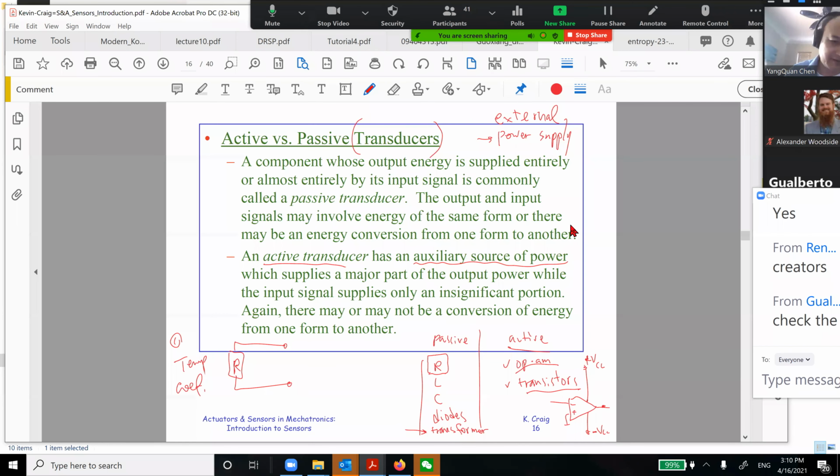Active and passive, you should be able to tell. If there is an external power supply, then it's active. But sometimes you may have a sensor that is able to generate electricity. You don't need to have a power supply for it. So then it is passive. Okay.